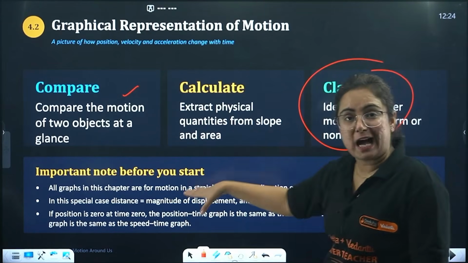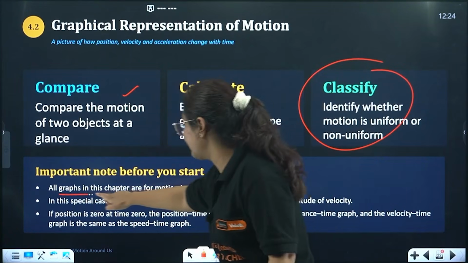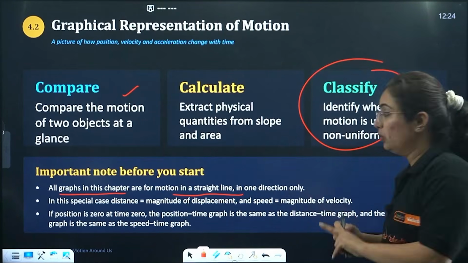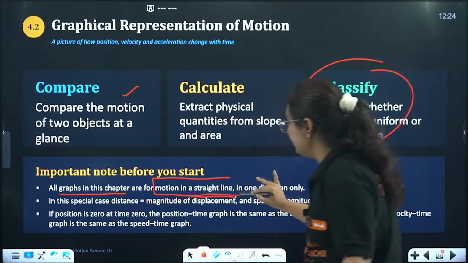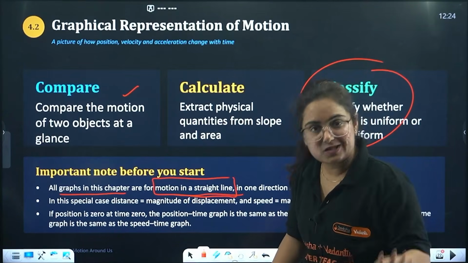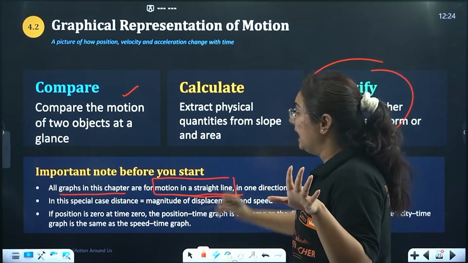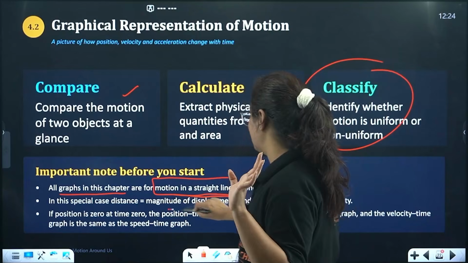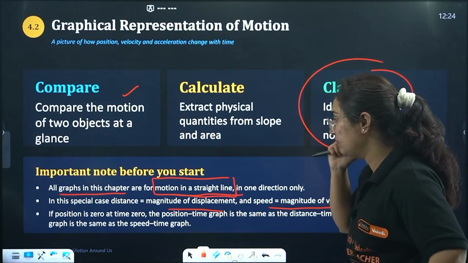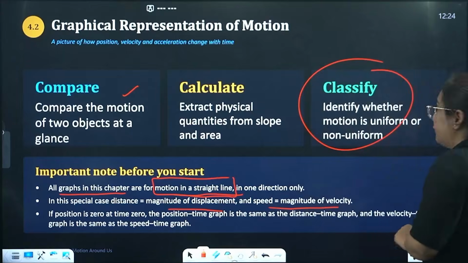So what we have to note before we start: all graphs in this chapter are for motion in a straight line in one direction only. This is very, very important because in class 9th you are just understanding motion in a straight line. In this special case, distance equals the magnitude of displacement, and speed equals the magnitude of velocity. Okay, fine. Let's move to the graph.